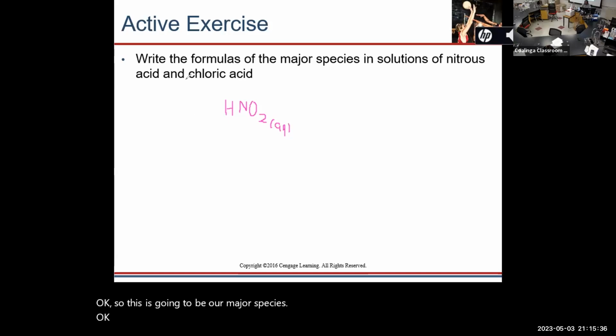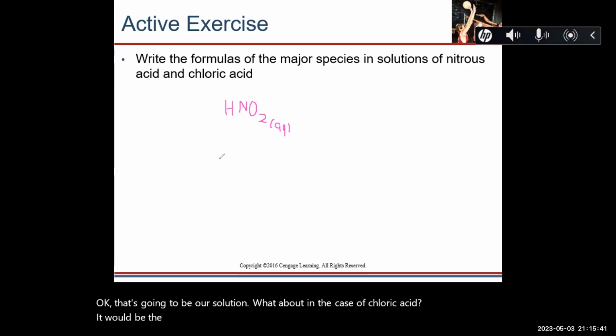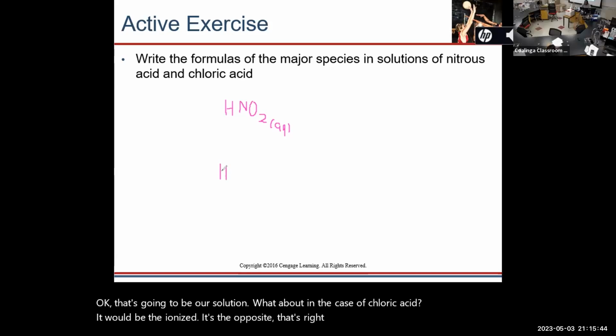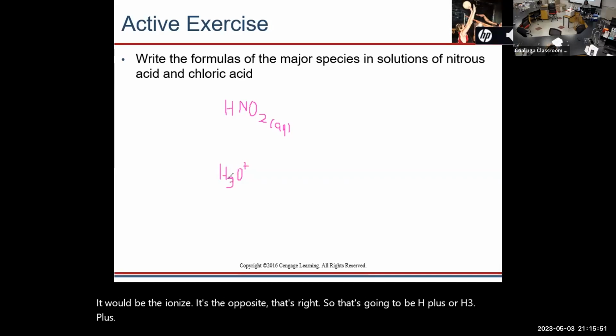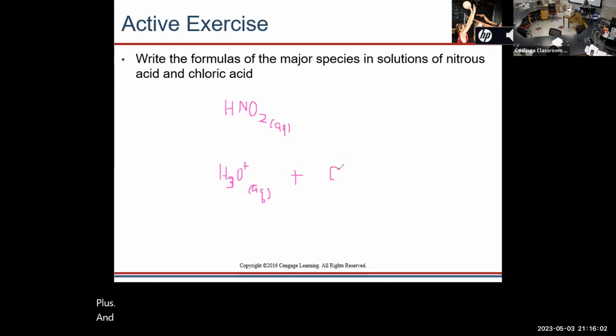What about in the case of chloric acid? It would be the ionized, just the opposite. That's right. So that's going to be H plus or H3O plus and chlorate. Okay, so those ions are going to be more abundant.